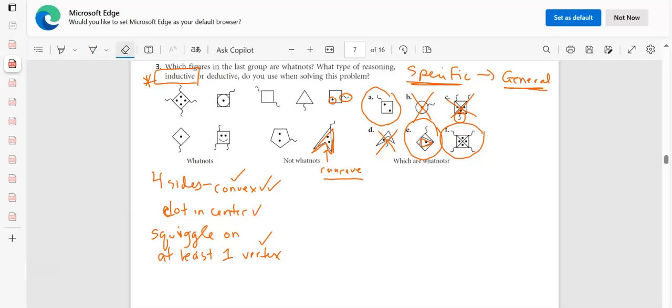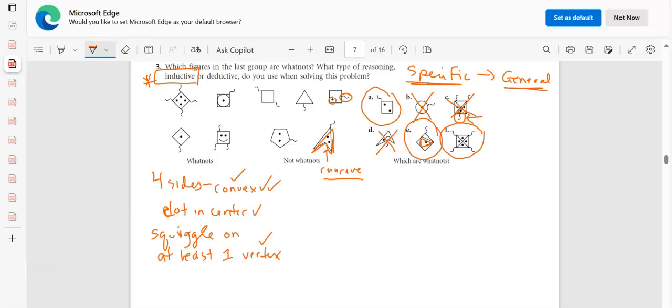So if I go over here then to my question, which one of these are whatnots? A is a whatnot. It has 4 sides. It's convex. It has dots, squiggle on a vertex. B is not a whatnot. It is circular. C is not a whatnot because of this extra squiggle right here that's not on a vertex.